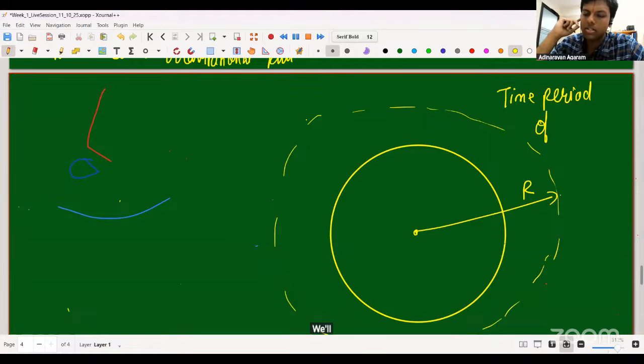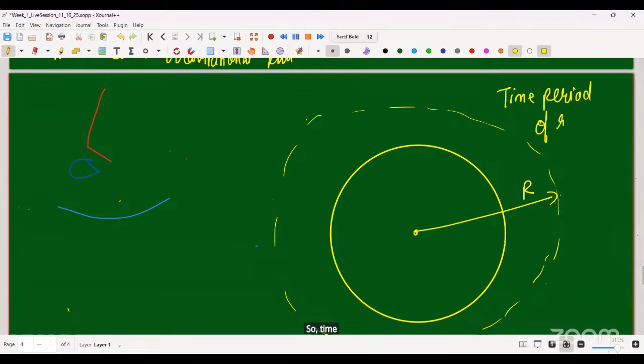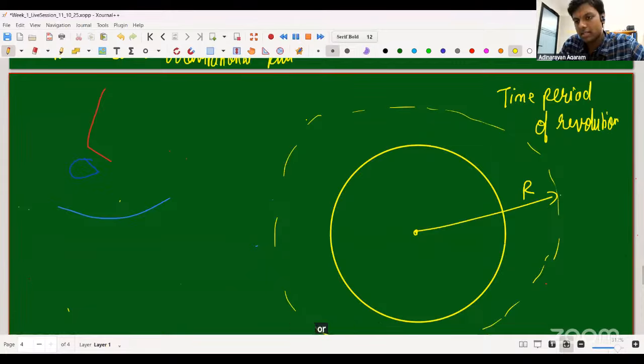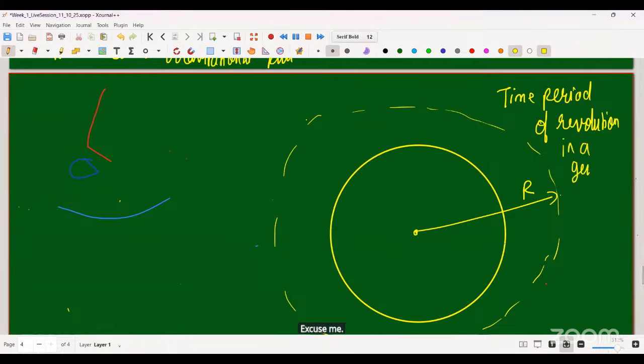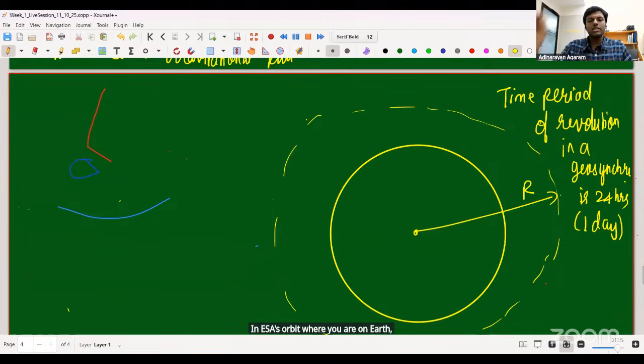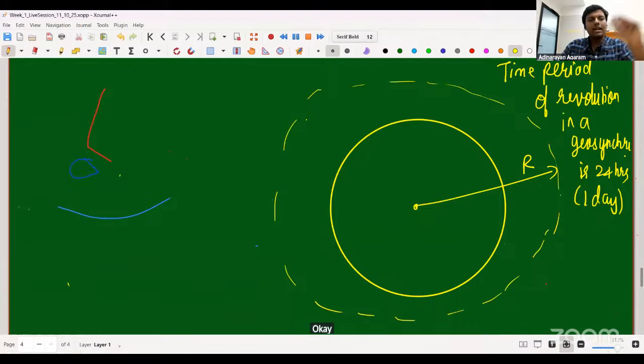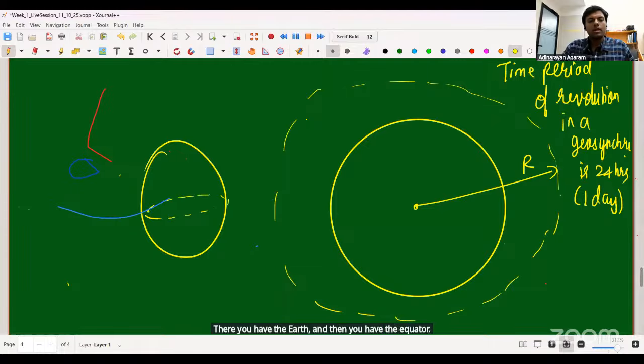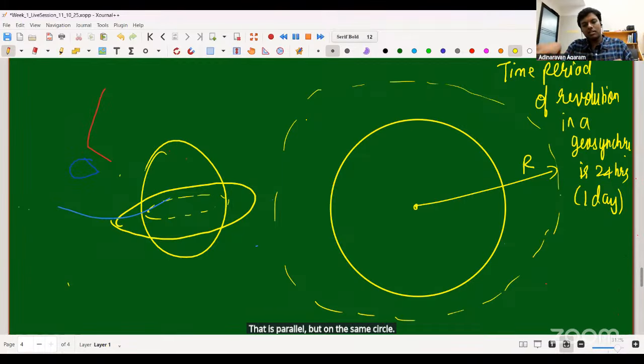Okay, sir. Thank you. So the time period of revolution in a geosynchronous orbit is 24 hours. That is 1 day. Any such orbit where you are on top of Earth is a geosynchronous orbit. Now that orbit can be aligned with the equator. That is, say you have the Earth, and then you have the equator. The orbit can be along the equator, far away, but on the same circle. It's basically a concentric circle to the equator.